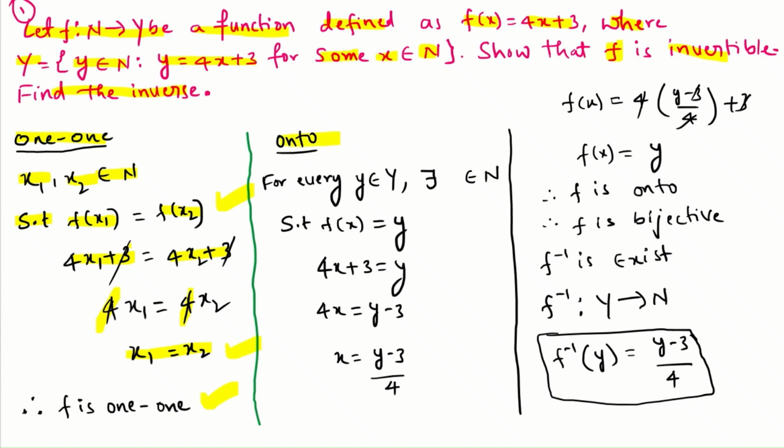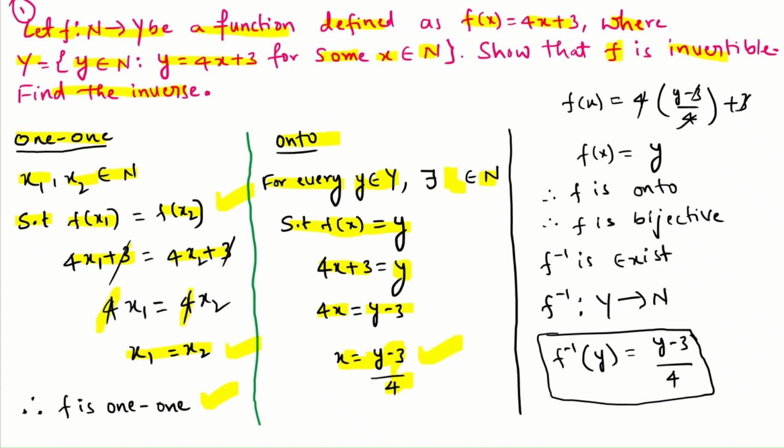Then for onto, what is onto? For every element y in the codomain, there exists an x in the domain such that f of x is equal to y. How should x be? Then I define f of x as 4x plus 3 equal to y. Then 4x is equal to y minus 3. Then if we move the 4 to the denominator, x is equal to (y minus 3) by 4.